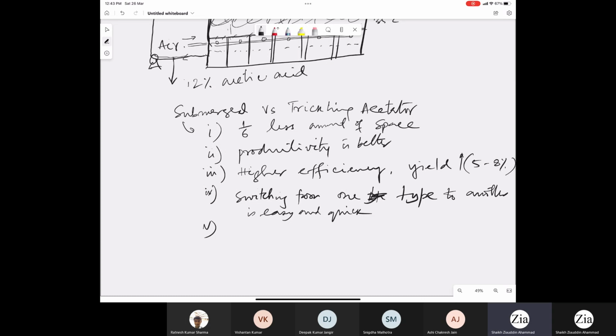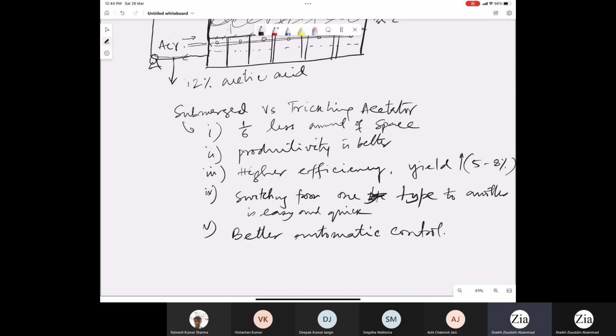And also you have better control, so you can have better automatic control. So these are the advantages of the submerged system over the trickling generator.